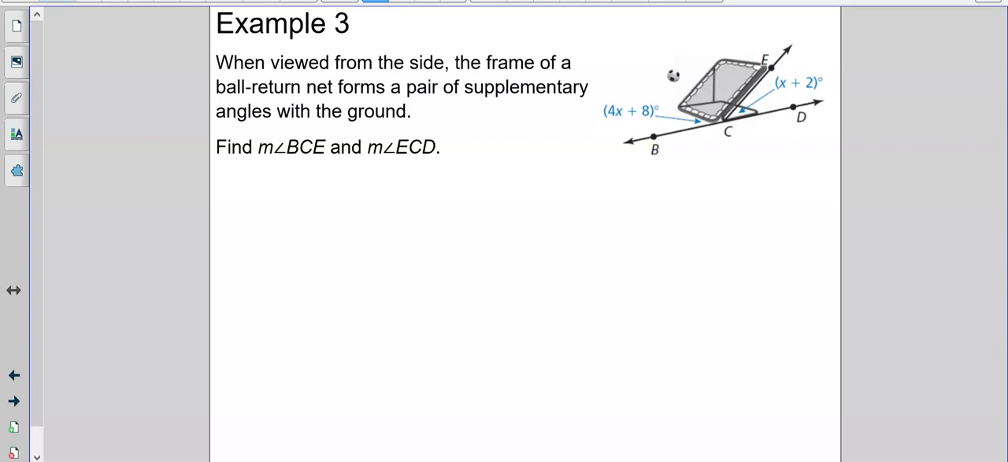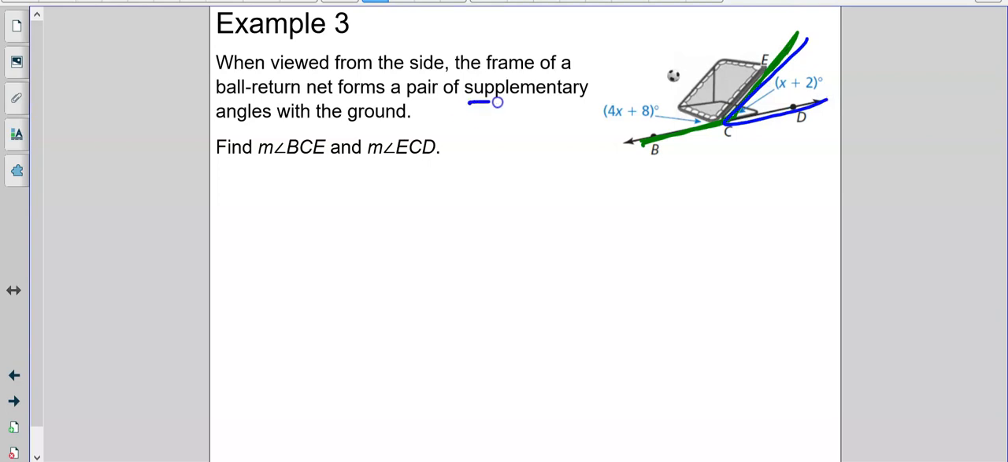All right, when viewed from the side, the frame of a ball return net forms a pair of supplementary angles with the ground. Find the measure BCE, which is this one right here, BCE. That's the larger angle. Going back to the last lesson, that's obtuse. And then ECD, which is the acute angle.